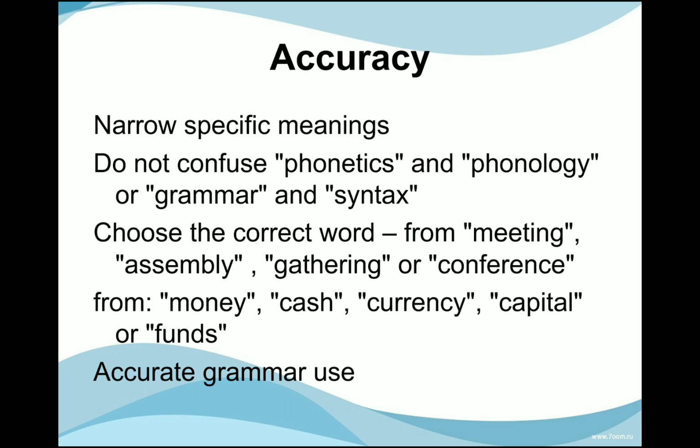Academic writing uses vocabulary accurately. Most subjects have words with narrow, specific meanings. Linguistics distinguishes clearly between phonetics and phonemics. General English doesn't. In academic writing, you need to be accurate in your use of vocabulary. Do not confuse, for example, phonetics and phonology or grammar with syntax. Choose the correct word, for example, meeting, assembly, gathering, or conference, or from money, cash, currency, capital, or funds. You also need to be accurate in your use of grammar.